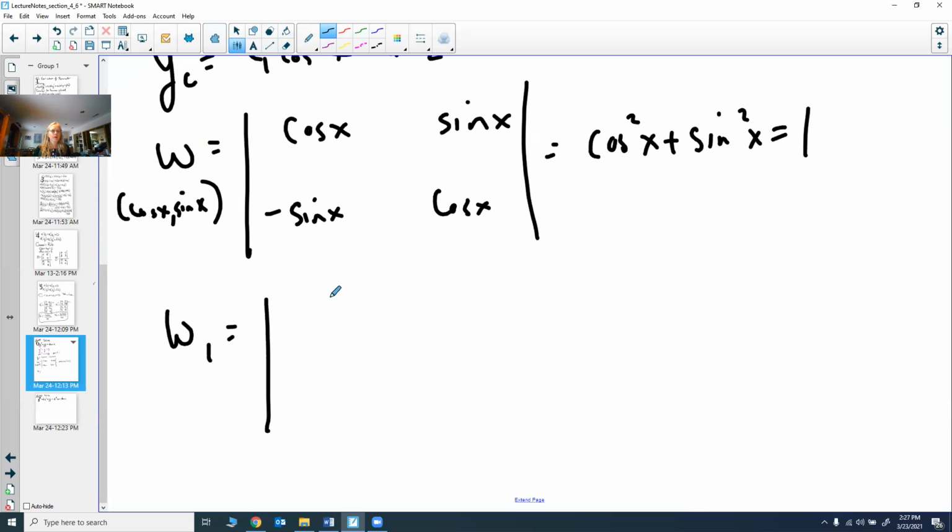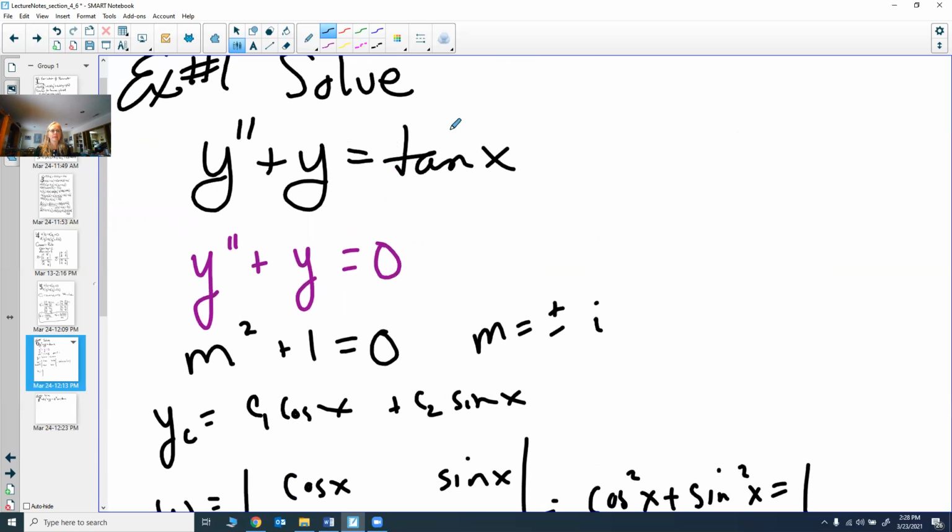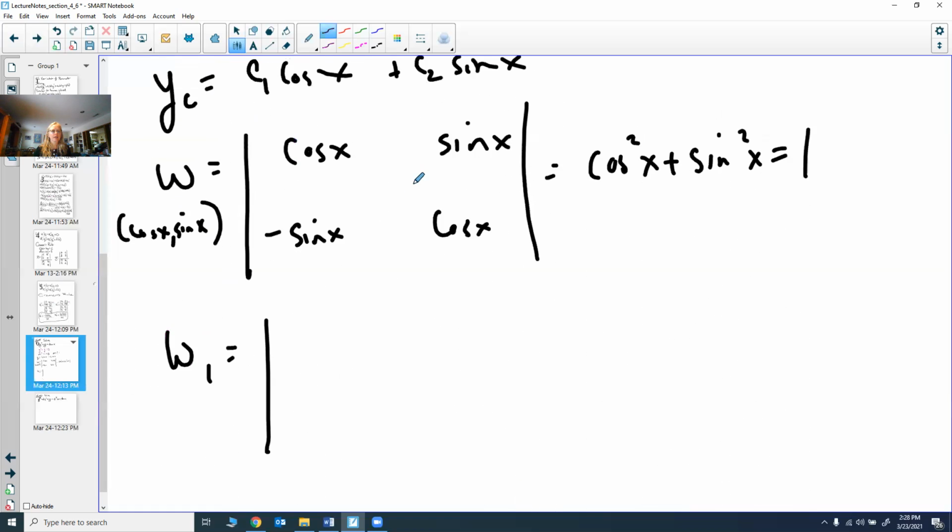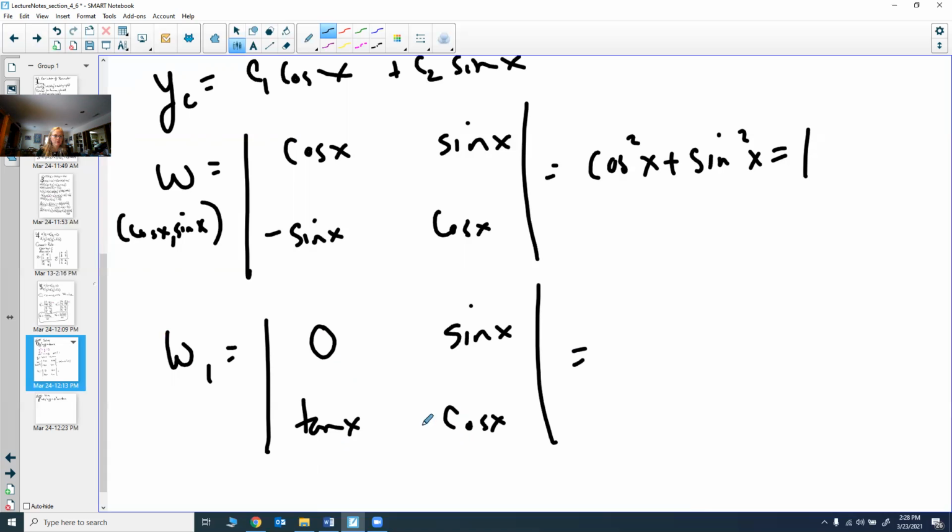is going to equal the determinant of, we're going to replace cosine, negative sine with my 0 and f of x. My f of x is tangent of x. So I'm going to have 0, tangent of x, and then sine of x, cosine x. This is not a Wronskian because the derivative of 0, of course, is not tangent of x. It's just, we're going to call it w. And I'm going to go ahead and find this. This is going to be 0 times cosine, which of course is 0, minus sine times tangent. So sine of x times tangent of x. So that's what w1 is equal to.